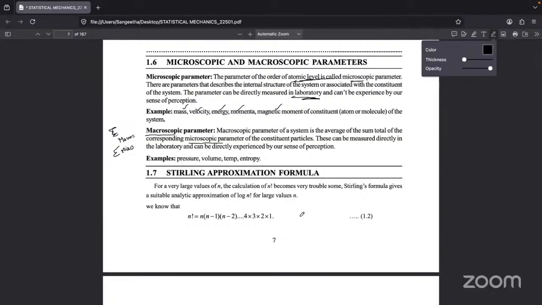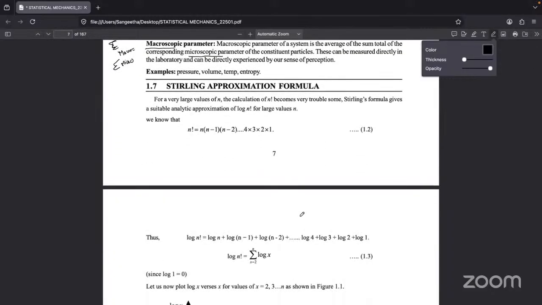Another topic we will see is the Stirling approximation formula. In the Stirling approximation formula, suppose I am taking n number of values. Here I want to take n factorial. How will we write n factorial? n factorial equals n into n minus 1, n minus 2, n minus 3, and so on up to 4, 3, 2, 1. Up to 1 we will write.